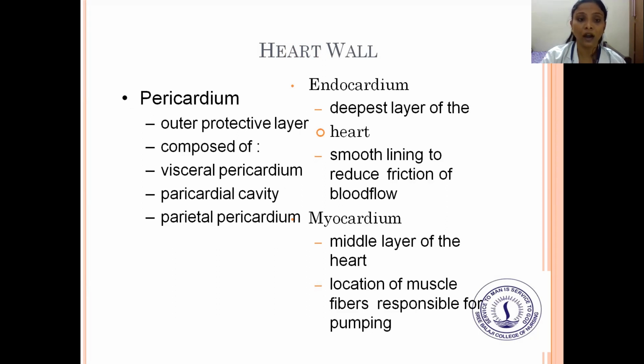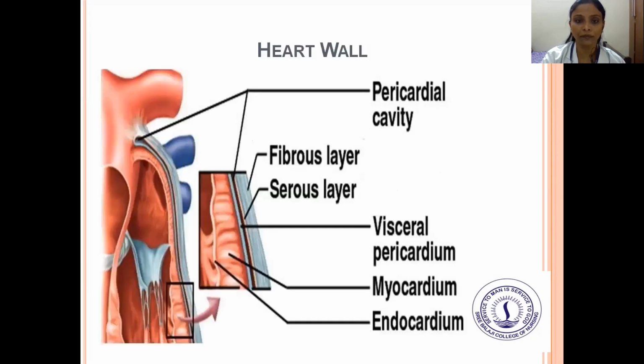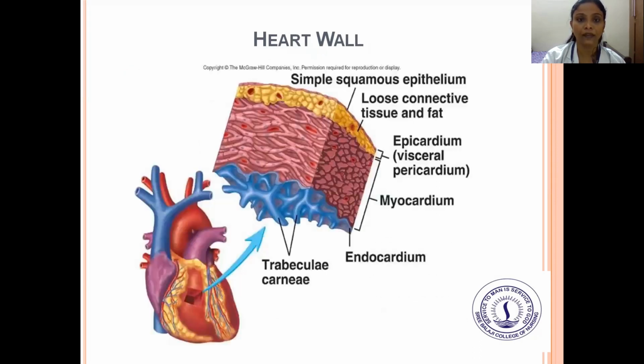So this is the heart wall and the difference between pericardium, endocardium and myocardium. So heart wall, you can see a clear picture of this as fibrous layer and the serous layer, which has the visceral pericardium. The second layer is the myocardium, and the last layer, the innermost layer, is called the endocardium. So outside is the pericardial cavity.